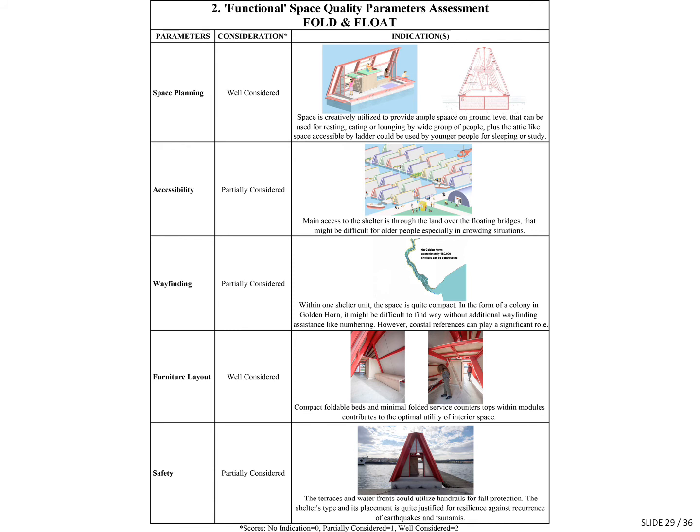In the functional component, space planning is well considered because of the creative utilization of space within this compact shelter. Accessibility is considered partially, as the floating bridges might be difficult for older people, especially in crowding situations. Wayfinding is considered partially. It might be difficult to find a way without additional wayfinding assistance like numbering. However, coastal references can play a significant role.